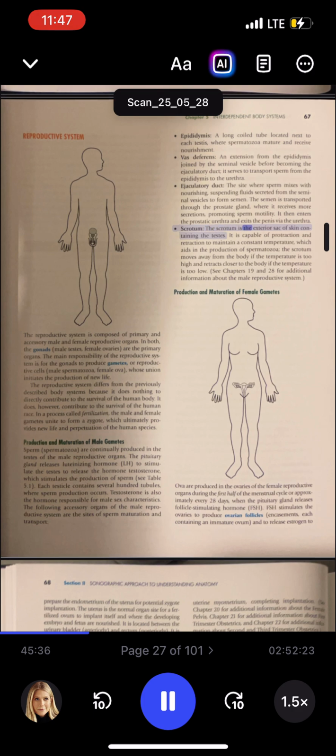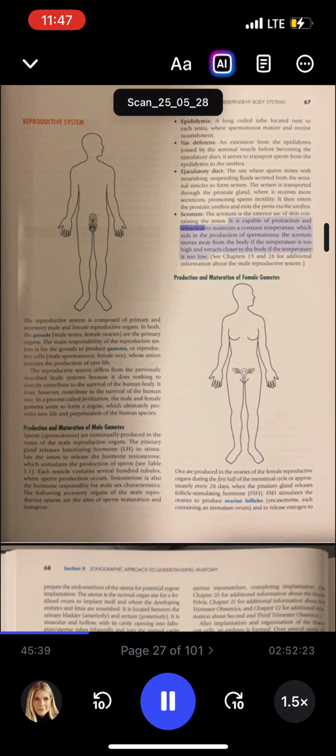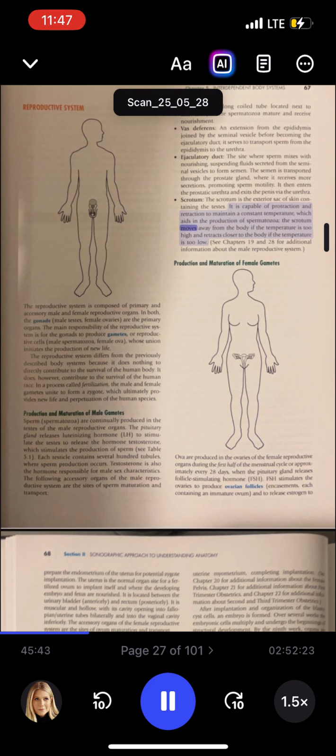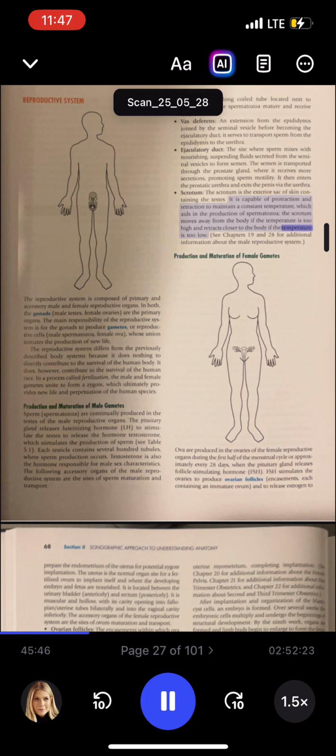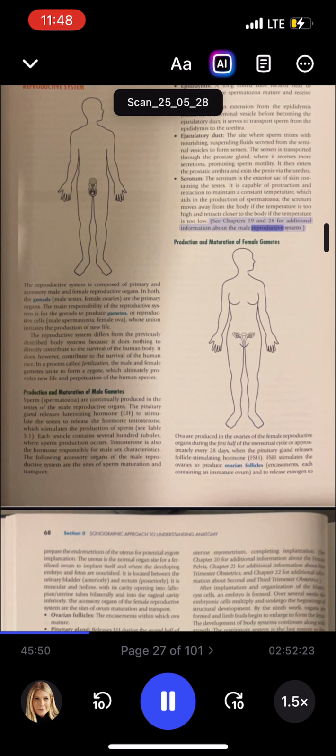Scrotum. The scrotum is the exterior sac of skin containing the testes. It is capable of protraction and retraction to maintain a constant temperature, which aids in the production of spermatozoa. The scrotum moves away from the body if the temperature is too high and retracts closer to the body if the temperature is too low. See Chapters 19 and 28 for additional information about the male reproductive system.